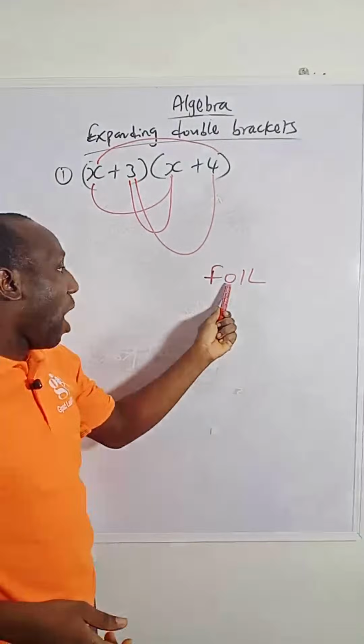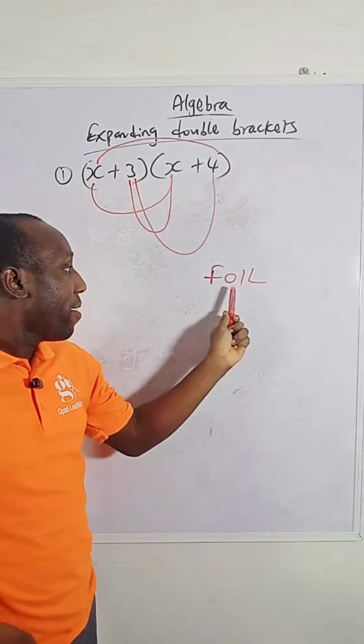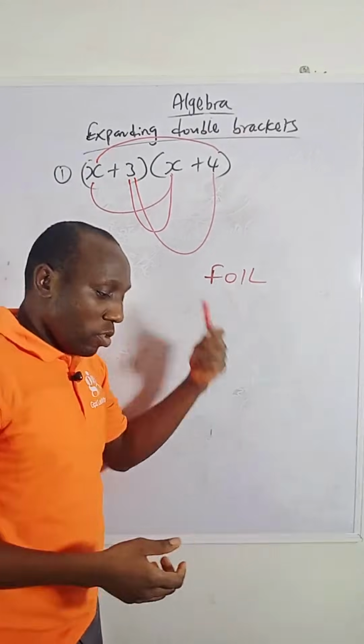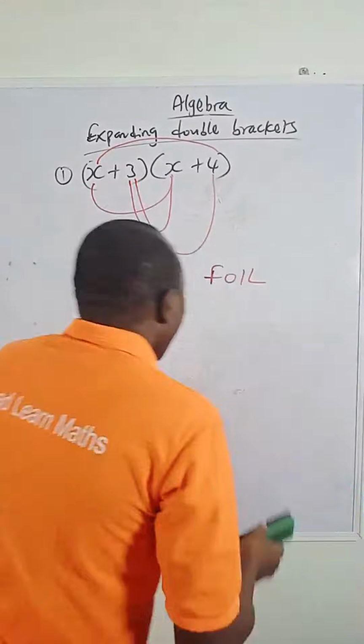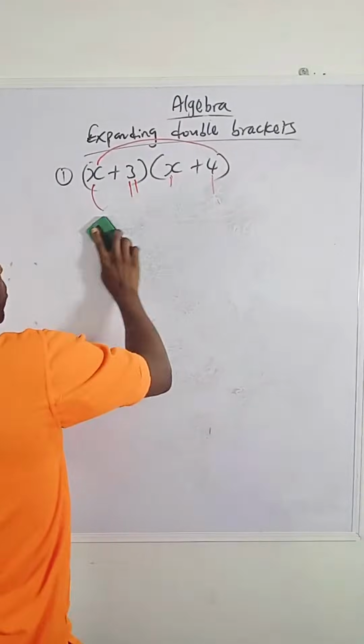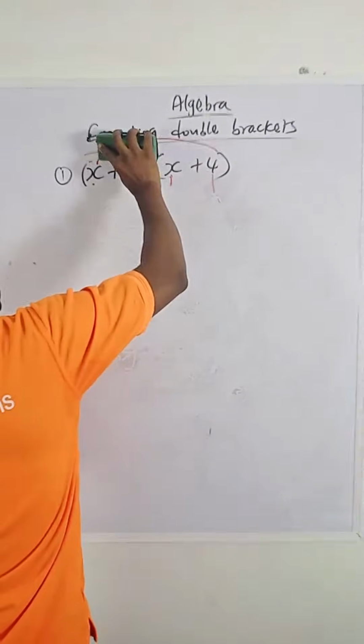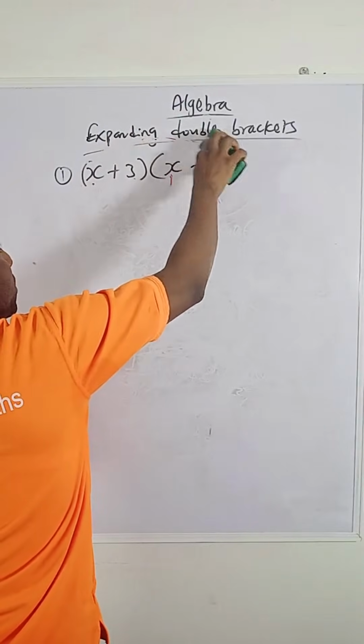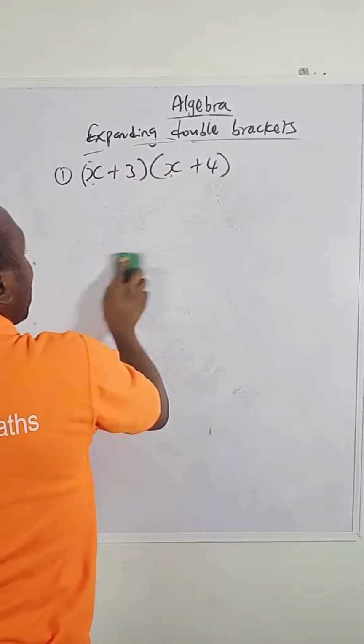So first, outside, inner, last. First, outside, inner, and last. If you don't want to use FOIL, it's fine too. You don't have to use it. But let me show you what is popular and what could be more convenient. Let me show you right here. Just look at what I'm going to do.